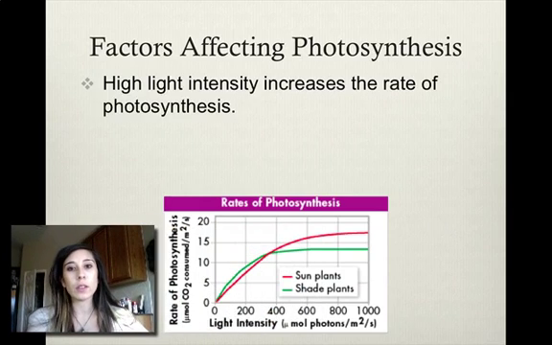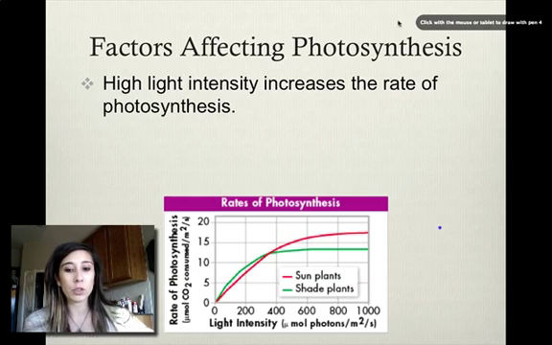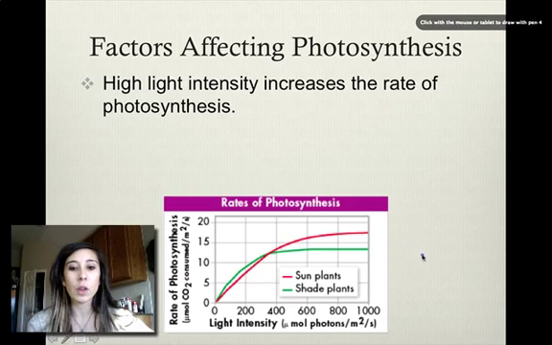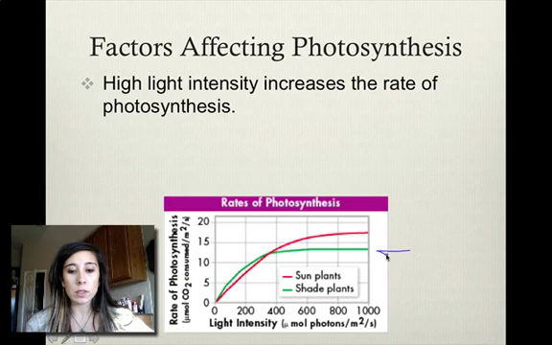Secondly, we can look at the intensity of light. As the intensity of light increases, the photosynthesis rate will possibly increase. So if we look at this picture down here, this graph of rates of photosynthesis, we can see the intensity of light. The units, not too concerned about you knowing that, but right here we see shaded plants versus plants that are in the sun. And so just how intense that light is can actually change the rate of it.